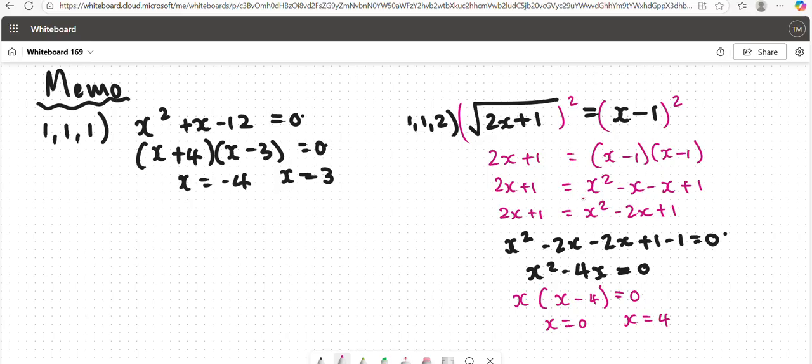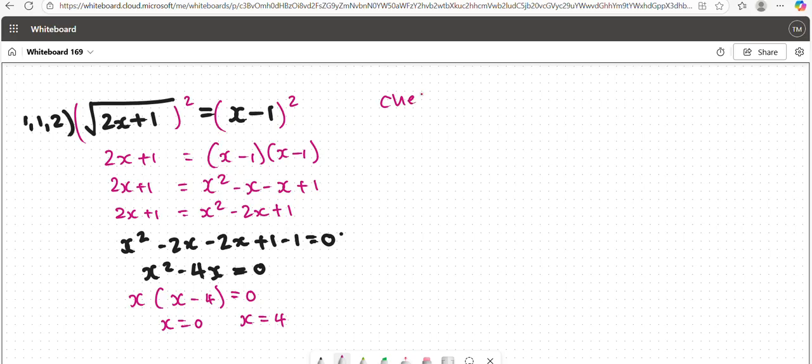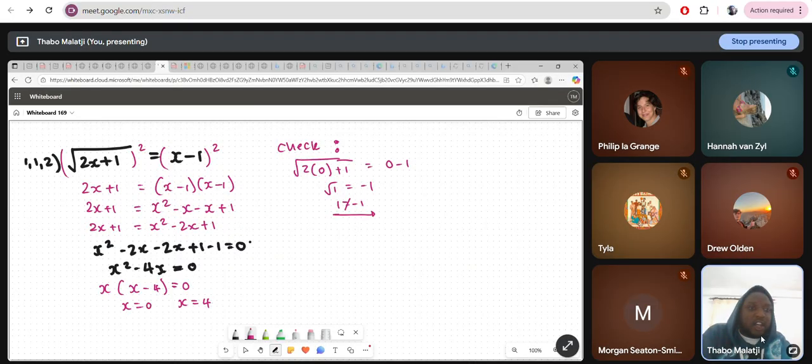But if I do my check, I'm just gonna move this side just so I can do my quick check here. If I do my check, which one does not work? So the root of 0 plus 1 equal to 0 minus 1. This gives me a root of 1, and 1 is clearly not equal to minus 1. So that one does not work actually.